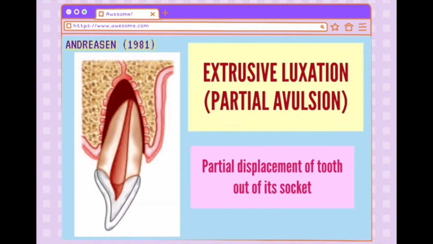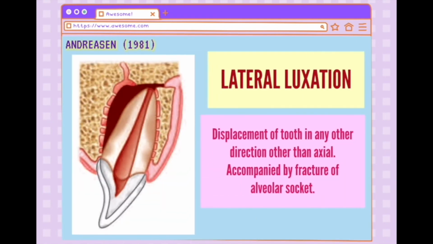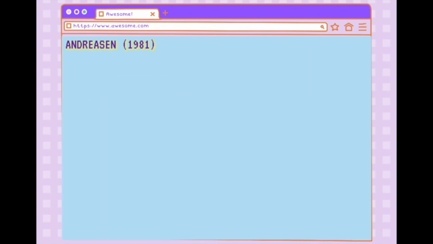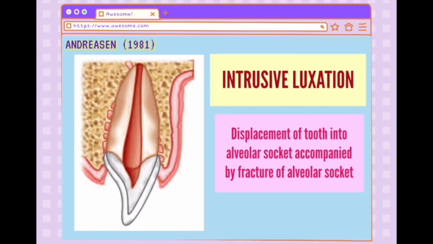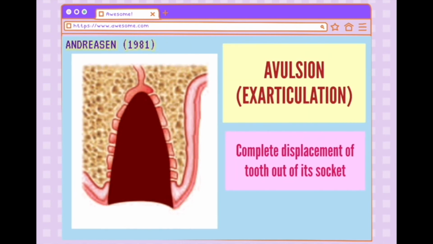Extrusive luxation or partial avulsion. It is a partial displacement of tooth out of its socket. Lateral luxation. It is the displacement of tooth in any direction other than axial, accompanied by fracture of the alveolar socket. Intrusive luxation. It is the displacement of tooth into the alveolar socket accompanied by fracture of the alveolar socket. Avulsion or exarticulation. It is the complete displacement of tooth out of its socket.